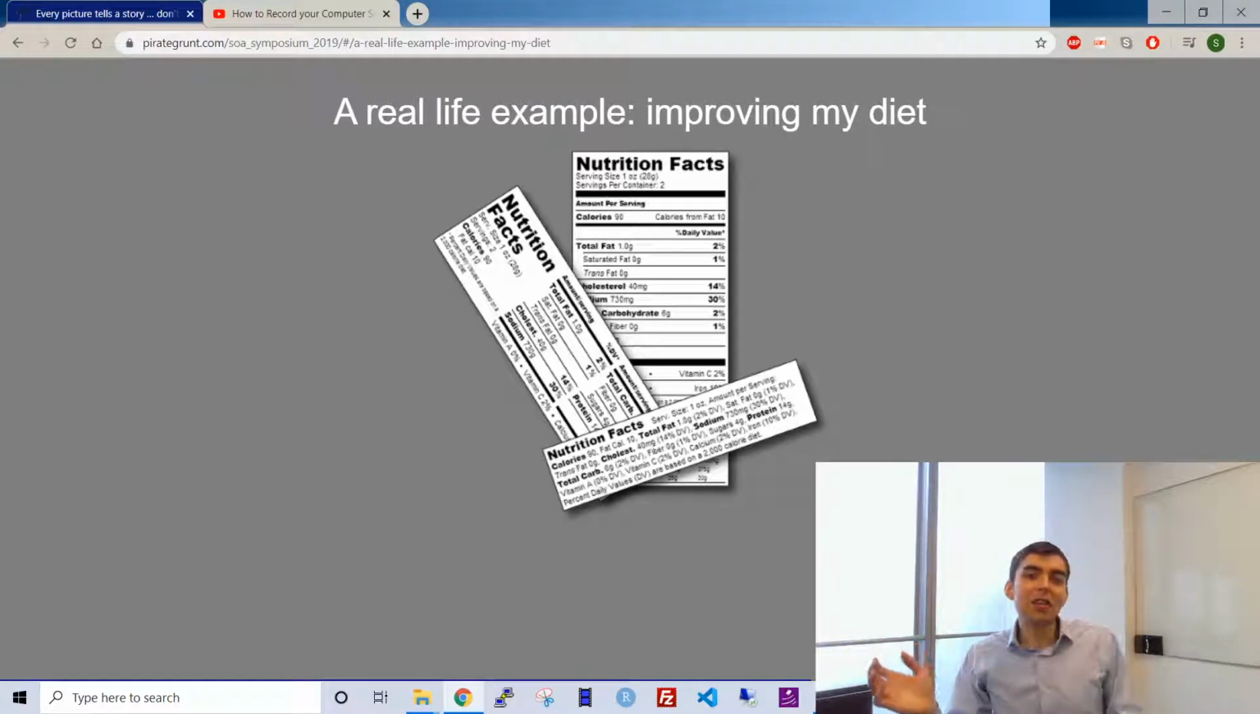So I start by telling a story, a real story. When I moved to Chicago last year, I was looking to improve my diet. I was getting into powerlifting, exercising, and I realized that my eating habits were not that healthy. So I started looking at the nutrition labels, which I'm sure all of you are familiar with.